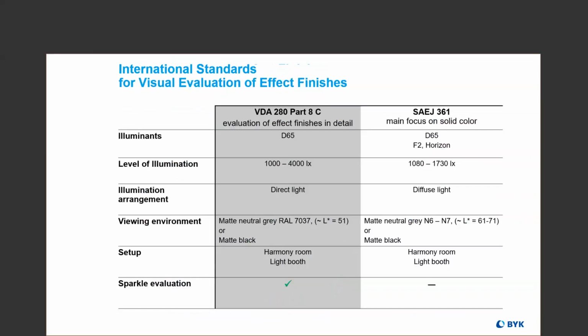Here we have two standard test methods side by side. We have the VDA 280 Part 8C, which is a method commonly used over in Europe, and then we have the SAE J361, which is used here in the US and North America. SAE, by the way, stands for Society of Automotive Engineers. VDA stands for something in German, which I don't currently remember. But you can see some slight differences between these two methods. For the illuminance, the SAE calls for a couple extra illuminance lux levels. One of the biggest differences, if you look at the bottom, is that the VDA method calls for visual sparkle evaluation, where the SAE method does not.